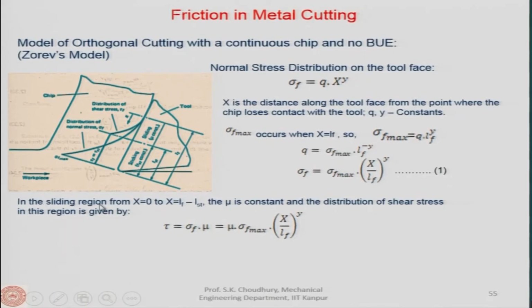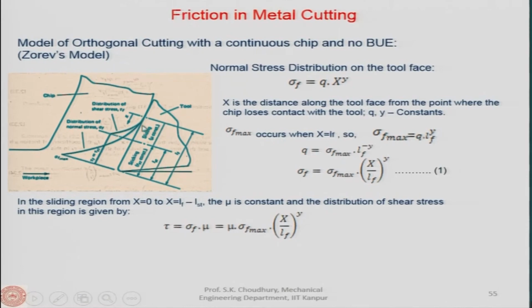In the sliding region, let us say the sliding region is here, that is x equal to 0 up to x equal to L_f minus L_st. In this region, mu is constant, and the distribution of the shear stress in this region is given by this, that is, the shear stress.